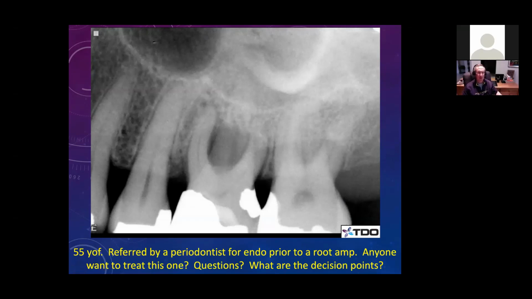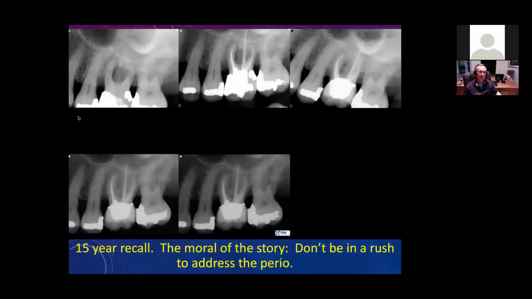And so the periodontist's idea was that she wanted me to do the endo, and then she was going to do a distal buccal root out. So I did the root canal procedure, and I told the periodontist and the patient, let's not do anything for about 6 months or so. Let's see how much bone fill we get just as a result of the endo.